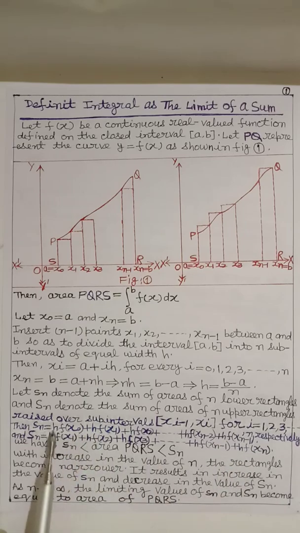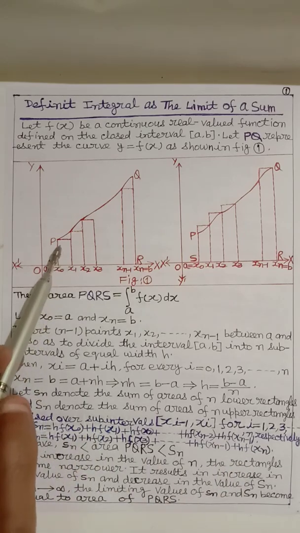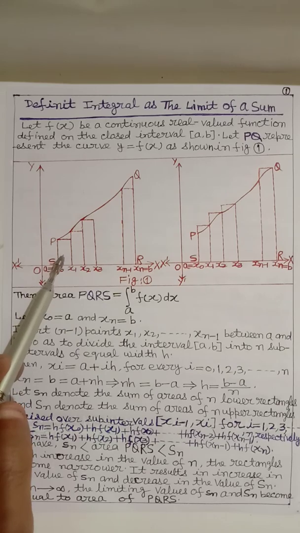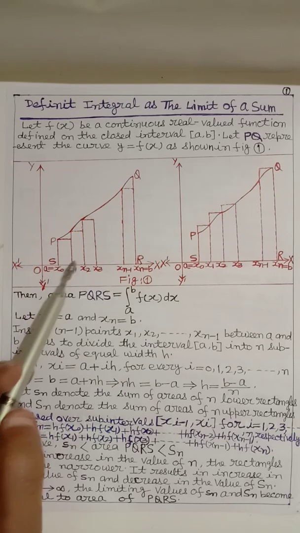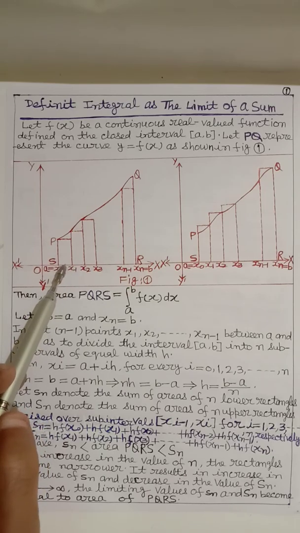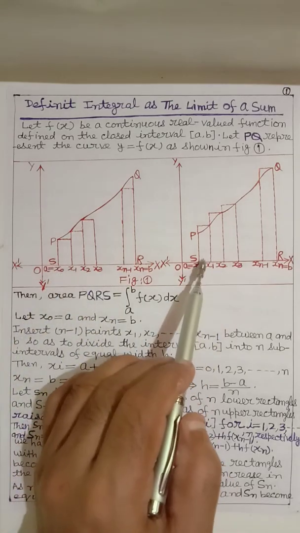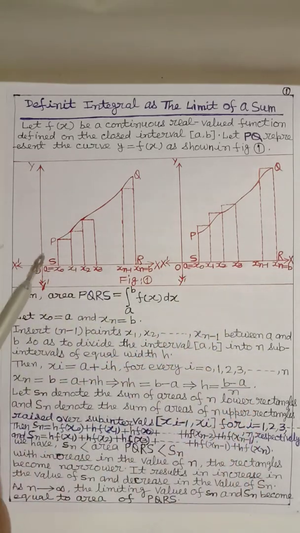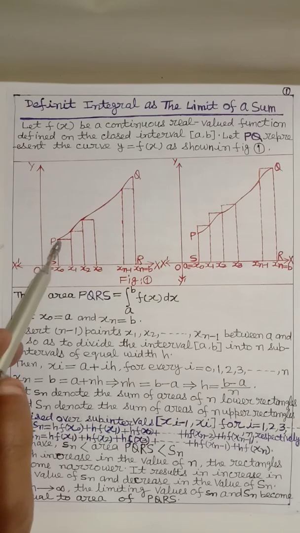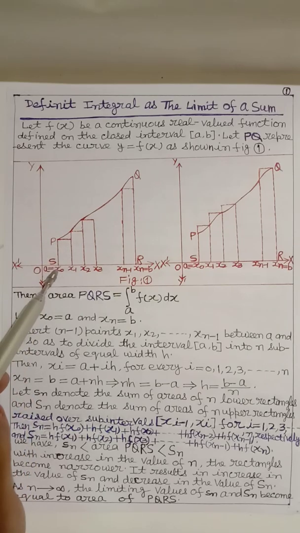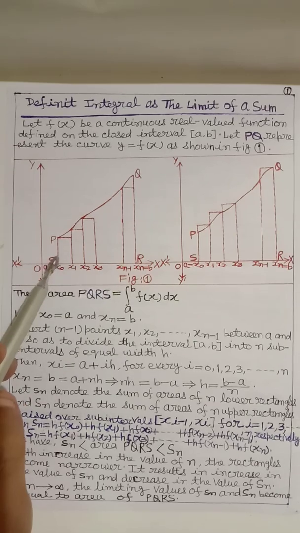Here how can we find this? Dear students, already we know that the area of a rectangle is equal to length into breadth, and the breadth, also we can say the width, of every rectangle is h. Here in this figure also h. Corresponding length: here x0 equals a, so what will be the length? f(a).